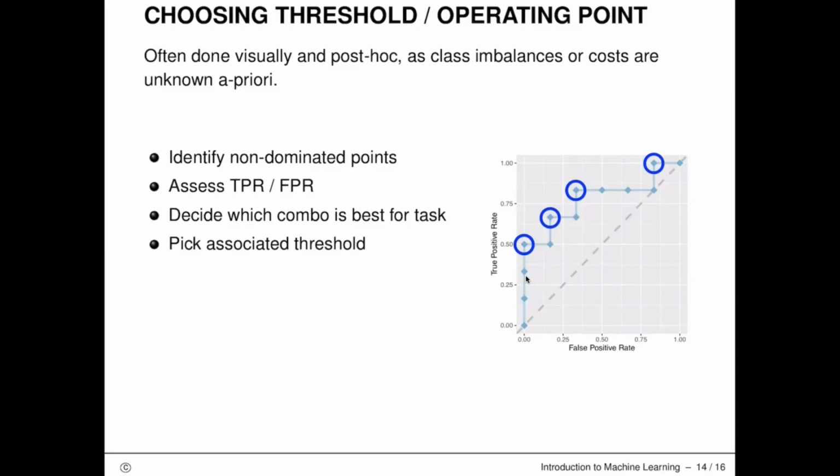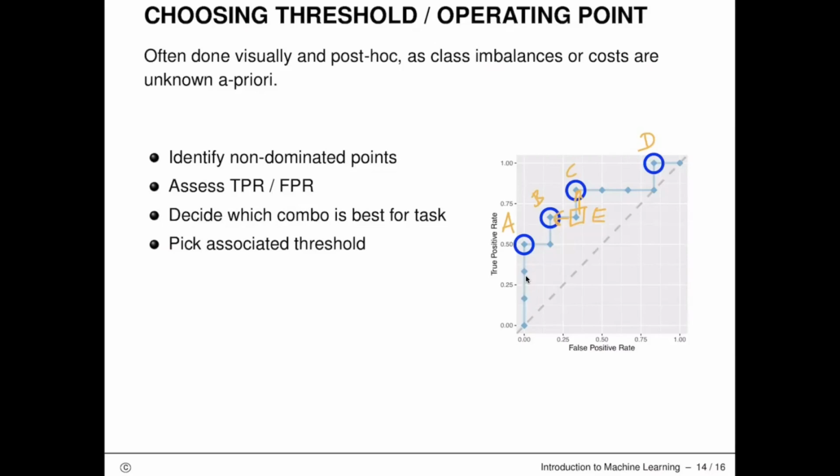If we don't know anything about class imbalances or costs a priori, then we will do this visually and in a post hoc analysis. First, we identify the non-dominated points, which are marked in the plot on the right side. So let's call those A, B, C, and D. And as a short recap of dominated points, let's look at point E. E is dominated by both B and C, because C has a better TPR and the same FPR as E, and B has a better FPR at the same TPR as E. So A, B, C, and D are the 4 non-dominated points.